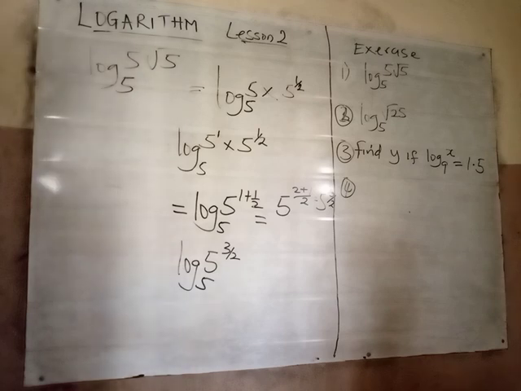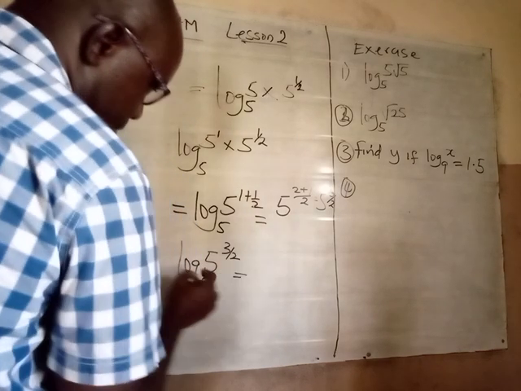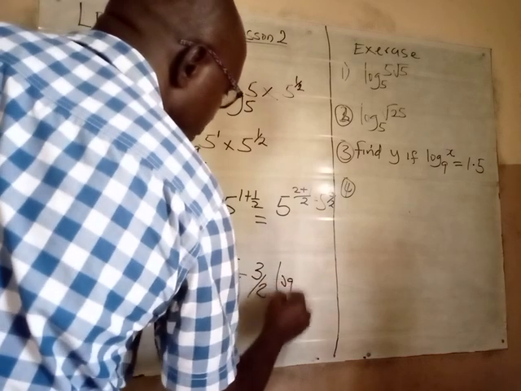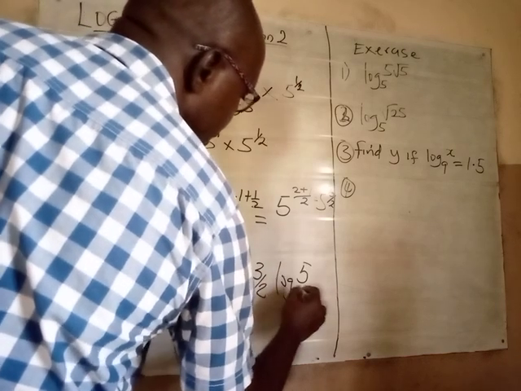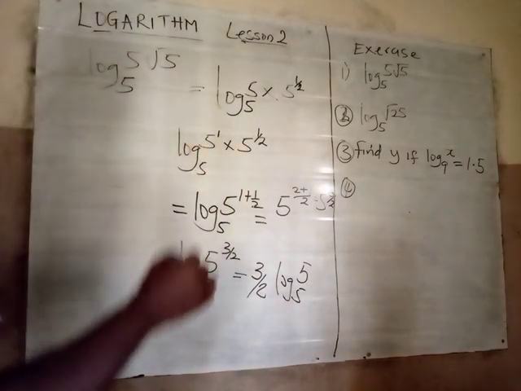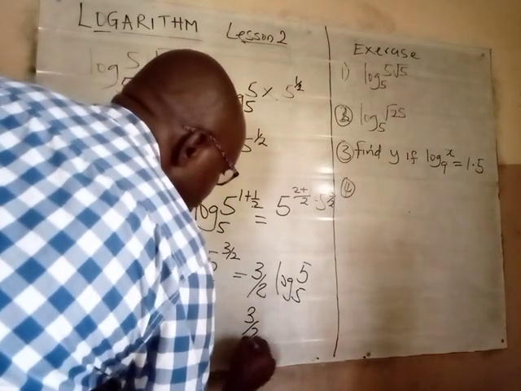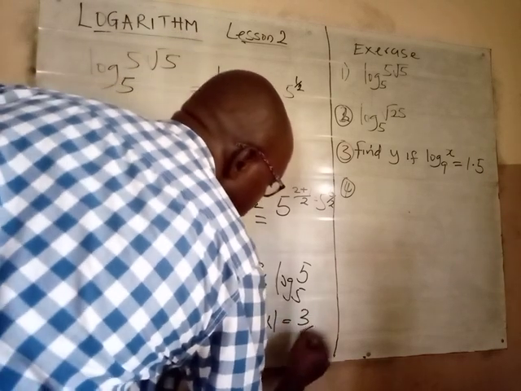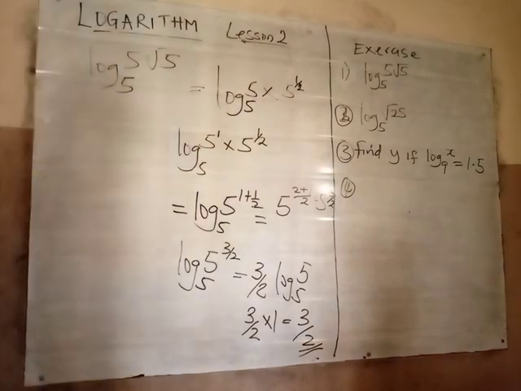Okay? This simply means 3 over 2 log 5 base 5. And any log to its base is 1. So 3 over 2 times 1 equals 3 over 2. This is how to go about solving such a problem.